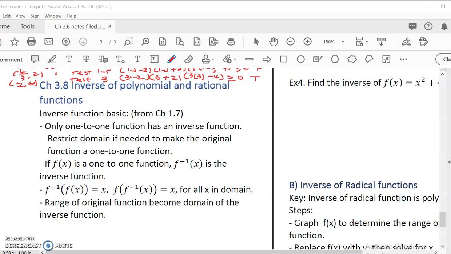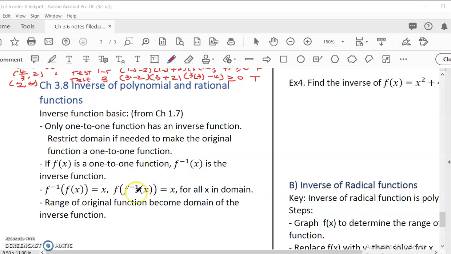In chapter 1, we talked about the basics of inverse functions, namely that in order for a function to have an inverse, it needs to be a one-to-one function. The inverse function maps the output back into the input, so they cancel each other: f of x and f inverse. This is the notation of an inverse, f to the power -1.